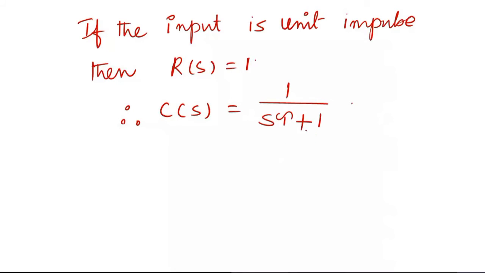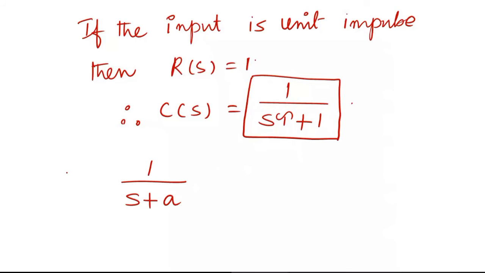To find the C of t value, we need to convert the factor on the right hand side into a form that is familiar to us. The form that is familiar to us is 1 by S plus A. The inverse Laplace transform of 1 by S plus A is e power minus A t. So we need to convert 1 by S tau plus 1 into the form S plus A. For that purpose, divide numerator and denominator by tau.